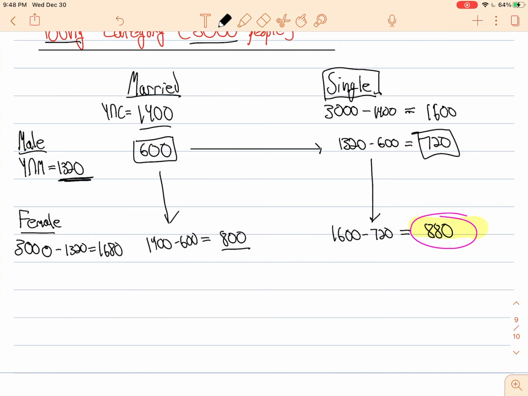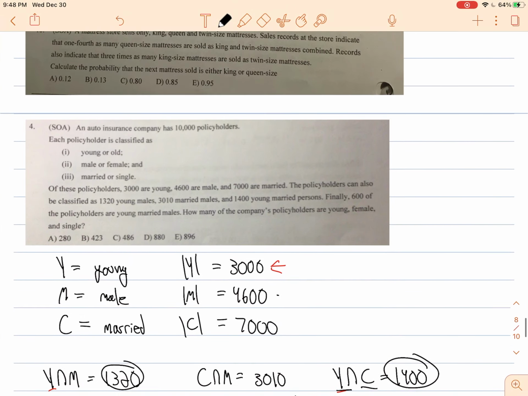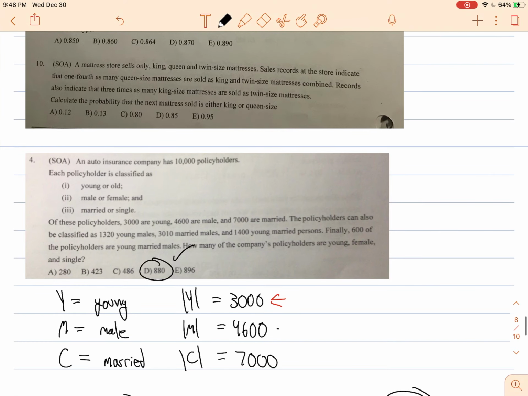Now, does 800 plus 880 equal 1,680? It does. So that means that this is correct. 880 young female single persons. And that is D. Boom, we got that one squared up. Let's move on to the next one.